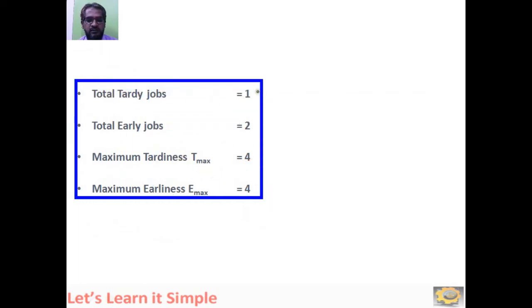So total tardy jobs is 1, total early jobs is 2, maximum tardiness: we have just one tardiness, therefore that can be taken as the maximum tardiness, which is 4. Similarly, maximum earliness: we have 2 early jobs, one with 4, another with 2. Therefore, maximum earliness is 4 here.